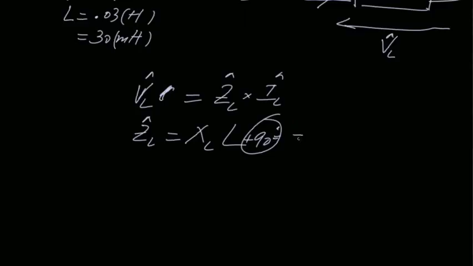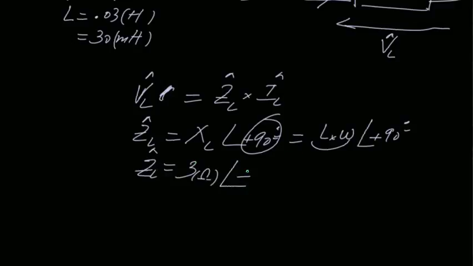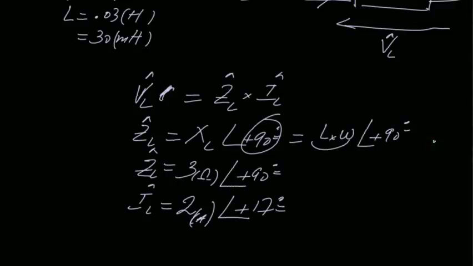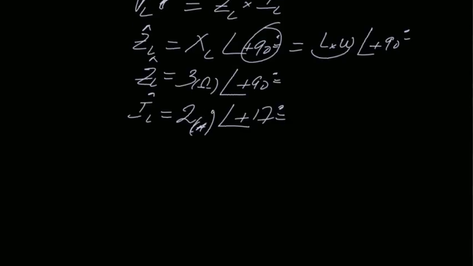Anyway, so what is XL? XL is simply L times omega, at plus 90 degrees. And we just computed L omega, and we found it to be equal to, what was it? Omega is 100, this is 0.03, so it's 3. So ZL is 3 ohms with an angle of plus 90 degrees. Now, what is IL? Well, all we need to do is take the maximum, which is 2 amps, and we ignore omega t, which is 100 t, and we just keep the plus 17 degrees. Now, it's just a matter of taking these two complex numbers and multiplying them.